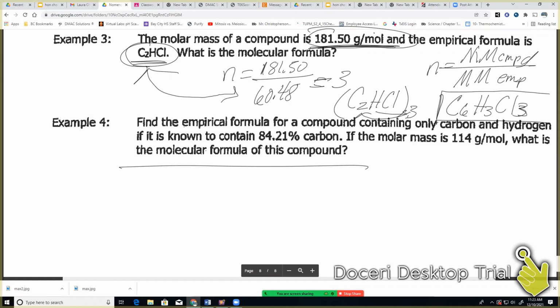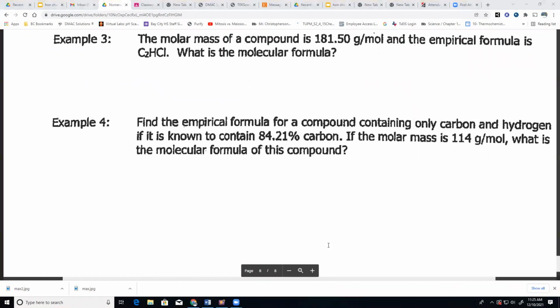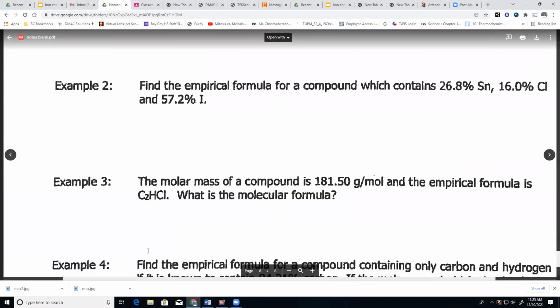All right, does anybody have any questions on that one? All right, why don't y'all go back up to example 2 and see if y'all can do that one. We got some tin, some chlorine, and some iodine. See if you can get a molecular formula for that one.